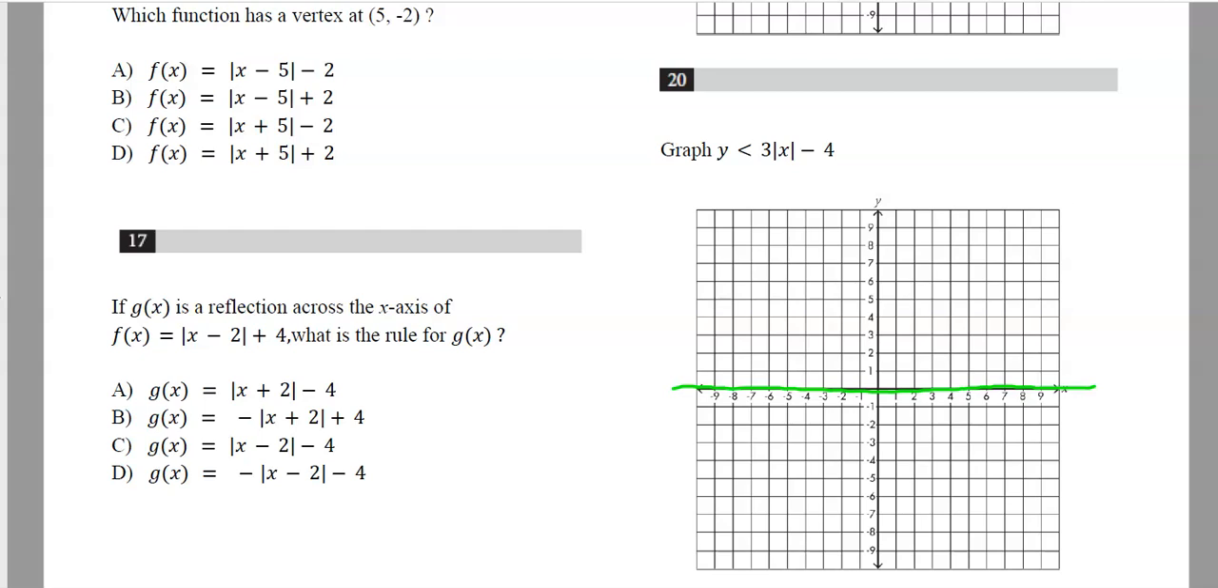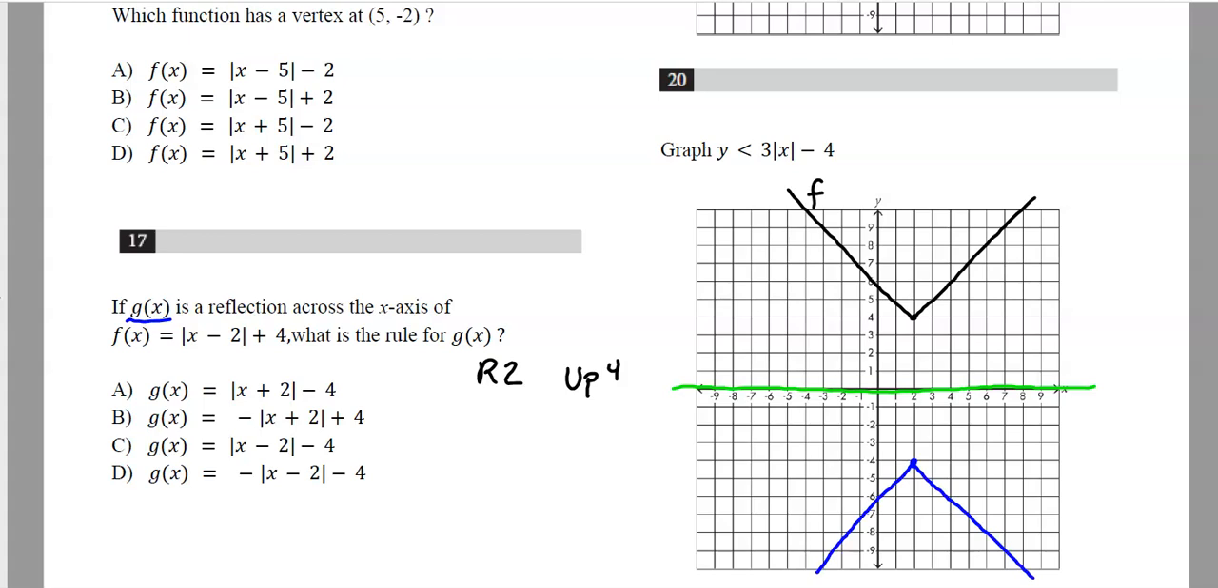So that means that we went right 2, up 4. So let me move the parent function right 2, up 4. And there's nothing in front to mess with the slope. It's just 1 and -1. So this is f. I just graphed the f function. But then it says, hey, g is a reflection. So if I reflect this thing, it's going to be right here, and then it's actually going to be going down. All right?